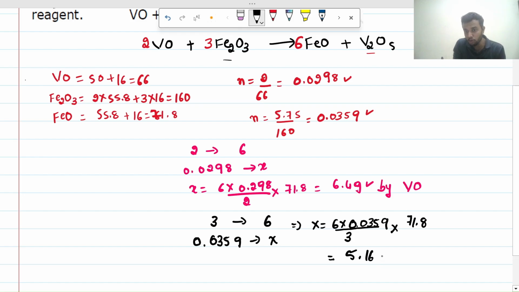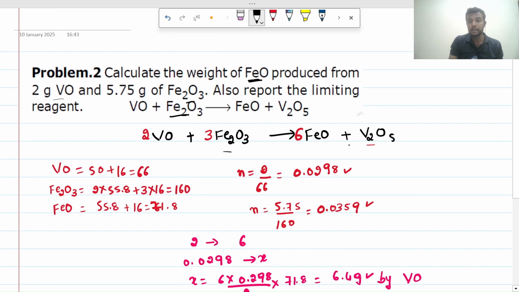Students, I already told you, the reagent which is responsible for producing the complete product is called the limiting reagent. Here, look here, by using VO we are getting 6.4 gram, and by using Fe2O3 we are getting 5.16 gram of FeO. So 5.16 gram is obtained, which is the limiting reagent? The limiting reagent is Fe2O3. Fe2O3 is the LR, the limiting reagent.